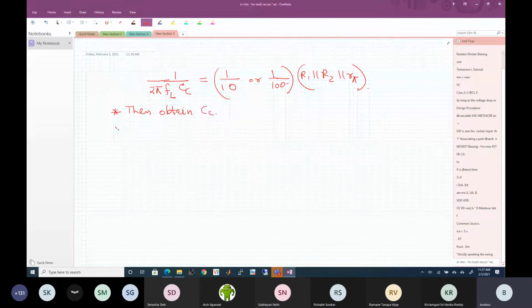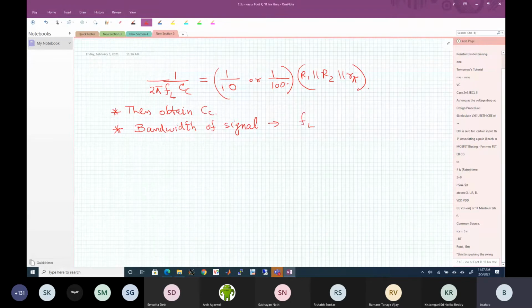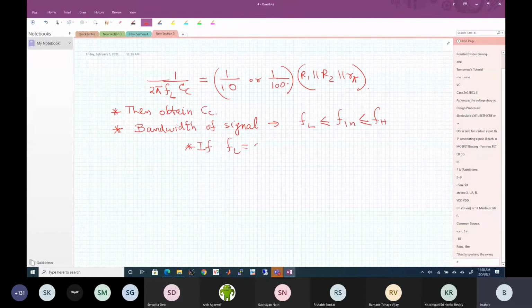So what did we introduce now? A concept called the bandwidth of signal. So what is the bandwidth? Lower frequency less than input frequency less than higher frequency. Less than or equal to, to be more precise. If FL equal to 0, then the signal is called a low pass signal.